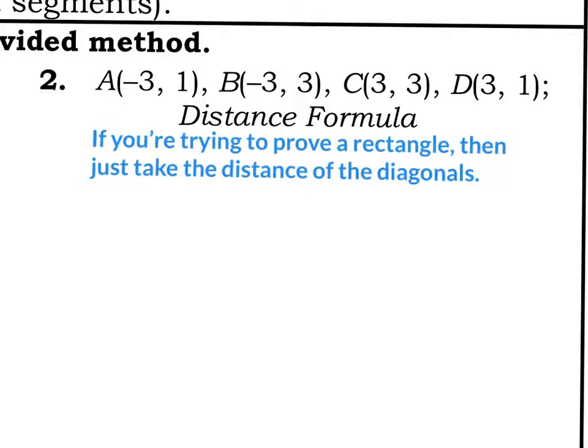If your diagonals are different distances, then it still might be a parallelogram. You'd have to go back and do the distances of the sides of the parallelogram to see if it's a parallelogram after that. But doing the distance of the diagonals definitely proves whether it's a rectangle or not.